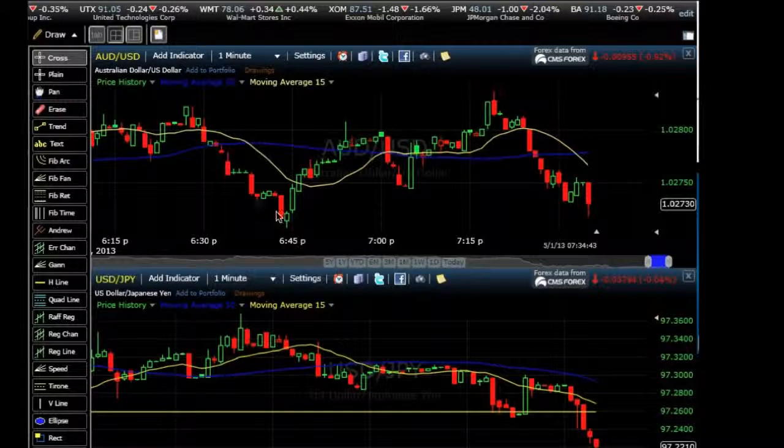Okay, as I just indicated before, this is just a screenshot of a time chart. So this is a 1 minute chart, so each candlestick represents 1 minute of time. Red is where the price is moving downwards, and the green is where the price of the stock is moving upwards, or of the currency pair.